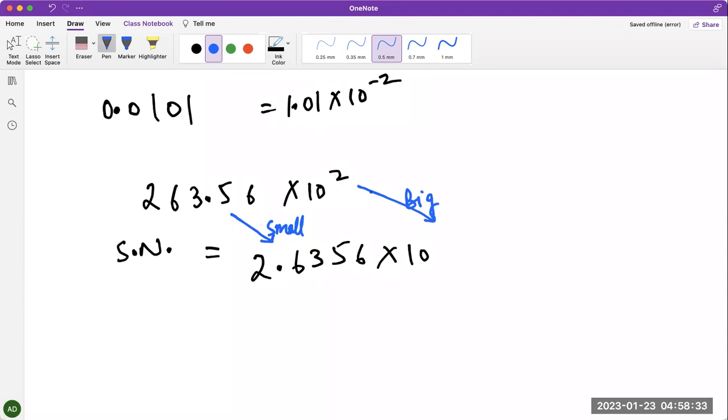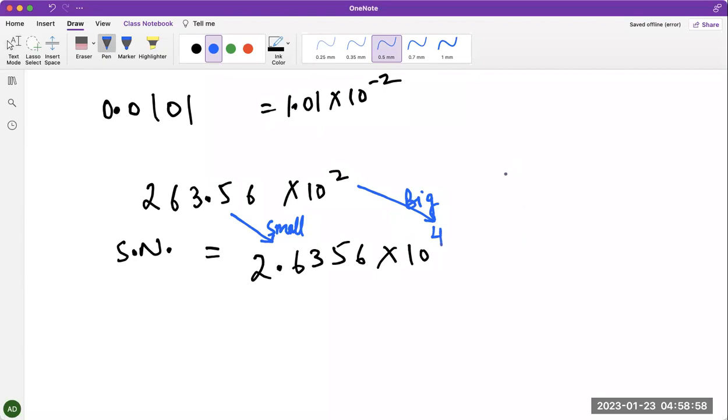How much bigger? Should this 2 become 3 or 4 or 5 or 6 or 7? How do you decide that? You decide it based off the decimal places you moved. Since 263. became 2.63, you moved the decimal places 2 times, so you need to make the exponent bigger by 2. So 10 to the power 2 will become 10 to the power 4, and that will be the answer.